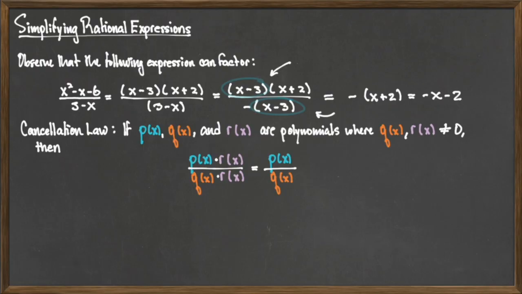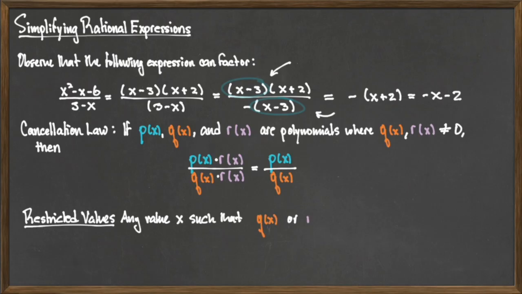But we have to pay attention to one thing, the concept of restricted values. Imagine if I had plugged in the value of 3 for x at the very beginning of the example. Then I would have a divisor of 0, which is not okay. I would actually have an undefined term. So restricted values essentially protect us from that.